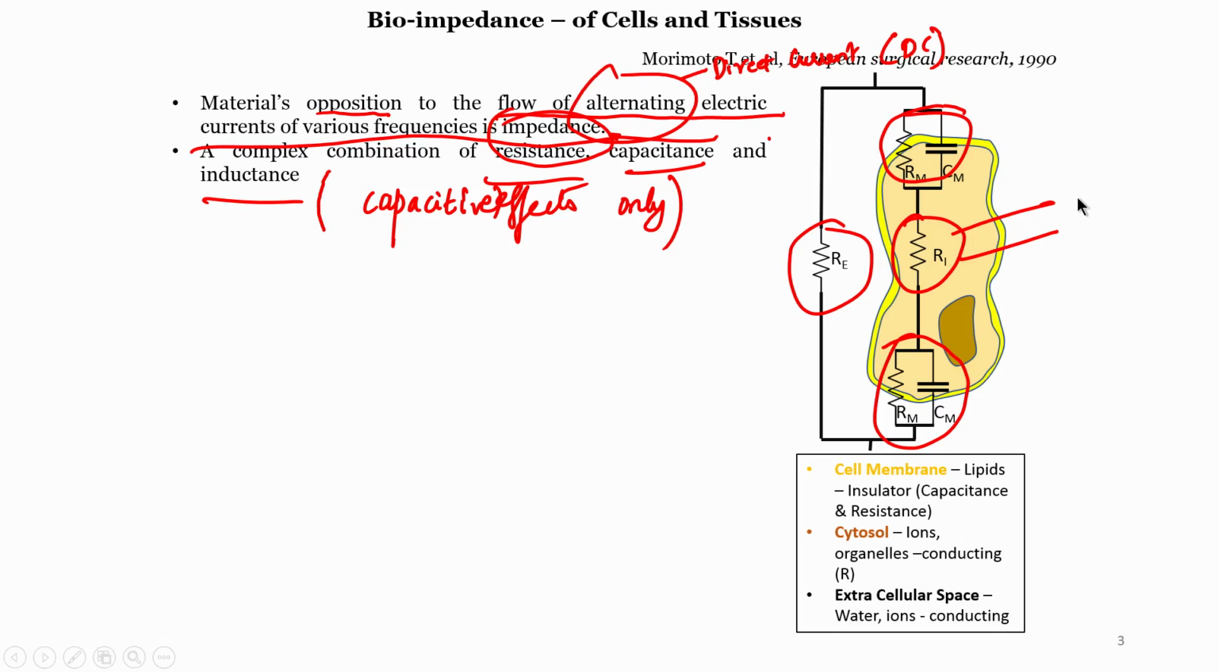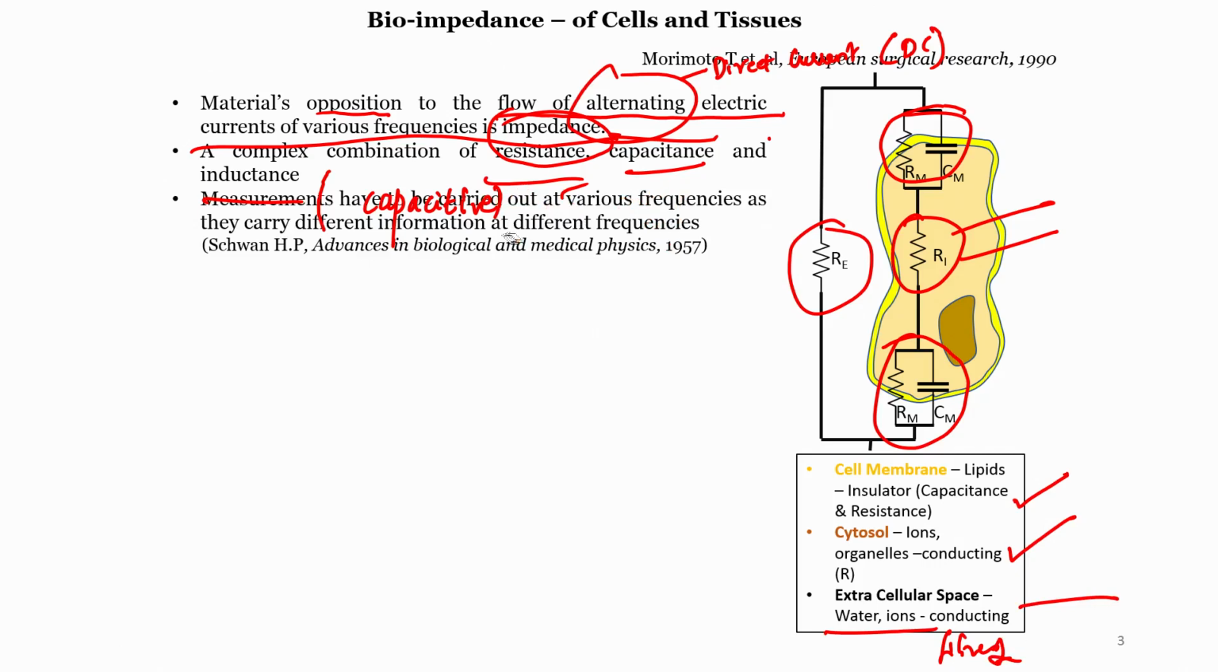you know that the cell membrane consists of lipids and insulating components. So it acts like a capacitance, and the cytosol or the cytoplasm has mostly ions and organelles, so they act as a conducting area, and the extracellular space mostly consists of water, ions and fibers, collagen fibers. As a result, this is also mostly conducting.